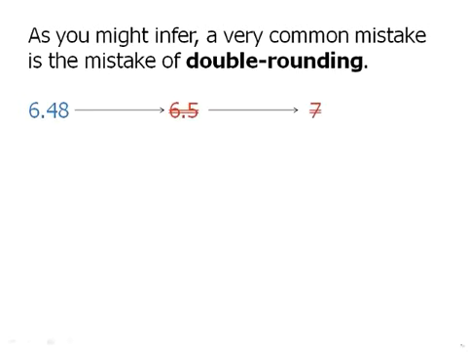This is 100% incorrect. This is not what you are supposed to do. Instead, you have to look at that 4. The 8 is irrelevant. Look at the 4. The 4 gets rounded down, and so 6.48 gets rounded down to 6. Very important to avoid double rounding, which is a very common mistake.